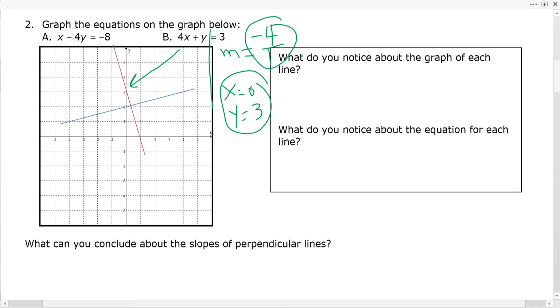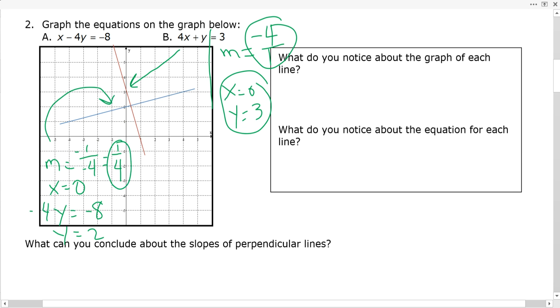For a, I can do the same thing. The slope is 1 over 4, negative 1 over negative 4. So that's 1/4. And if x equals 0, negative 4y equals negative 8. So y equals 2. So there's my slope, and there's my point. And I've done those two lines, and I don't have to change them.